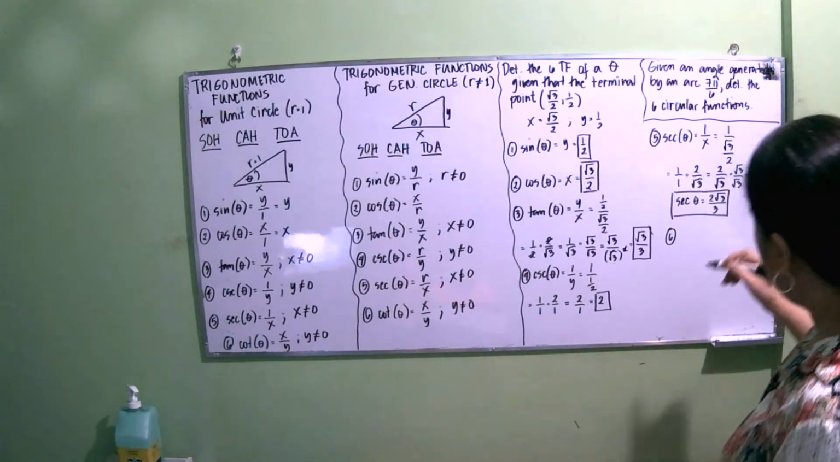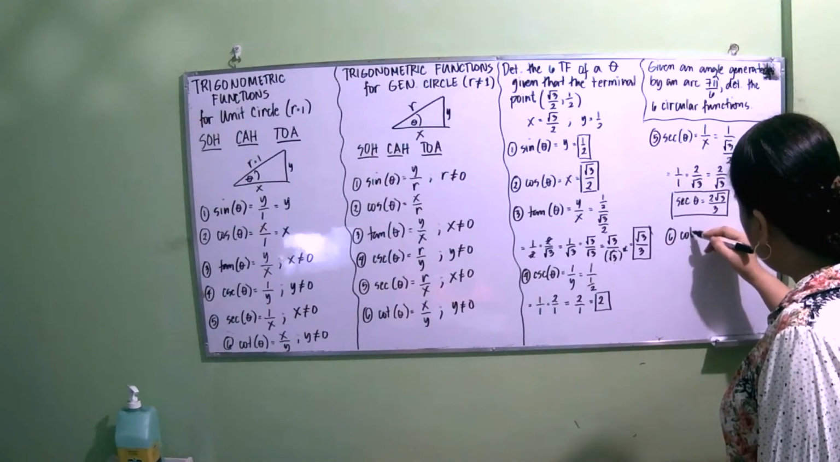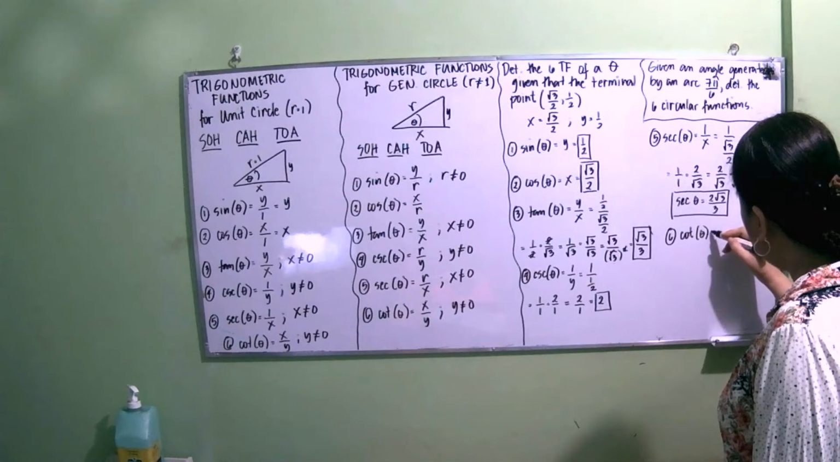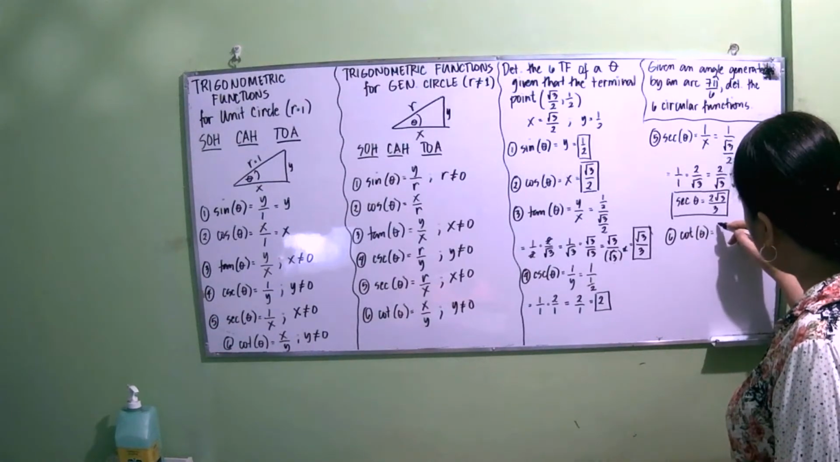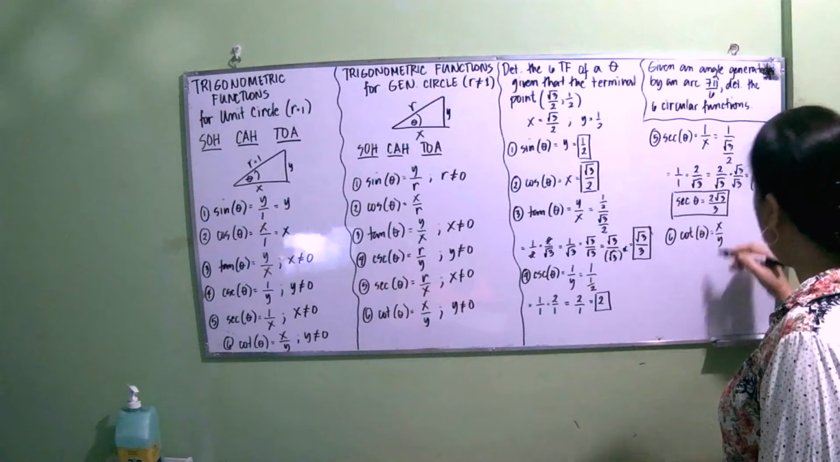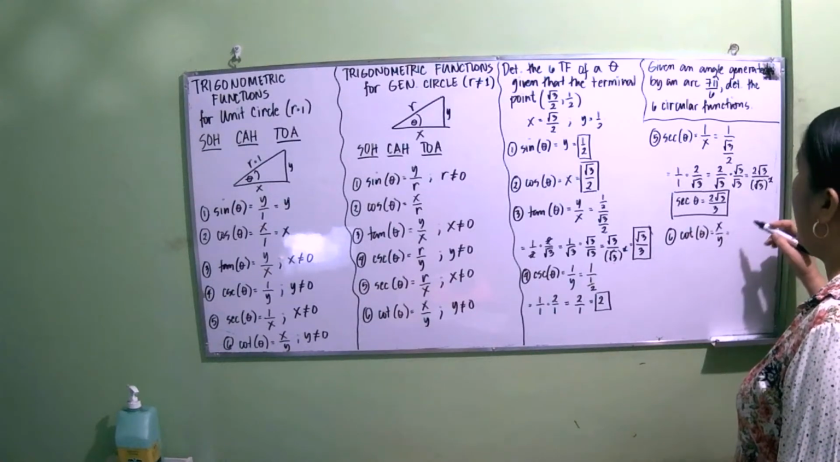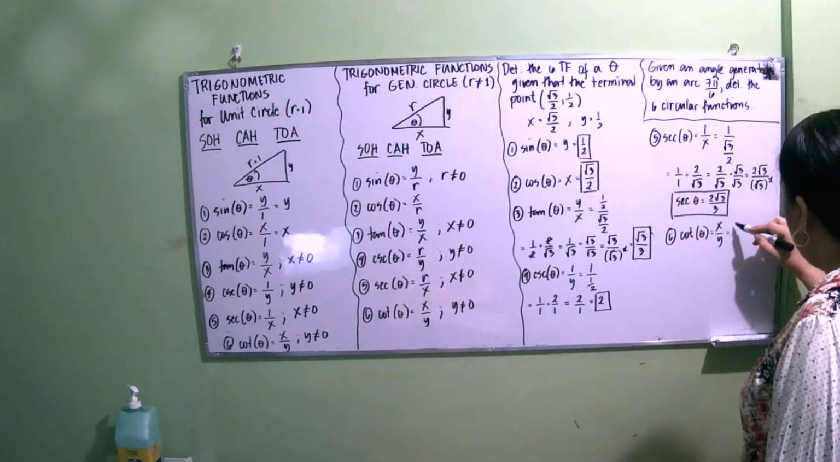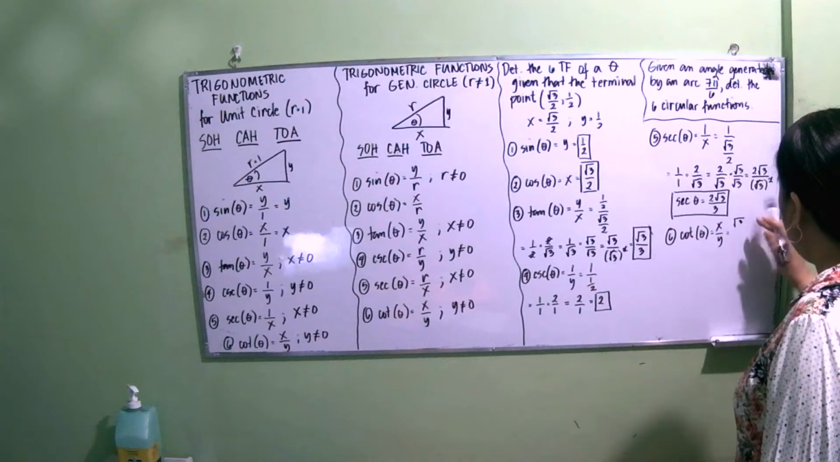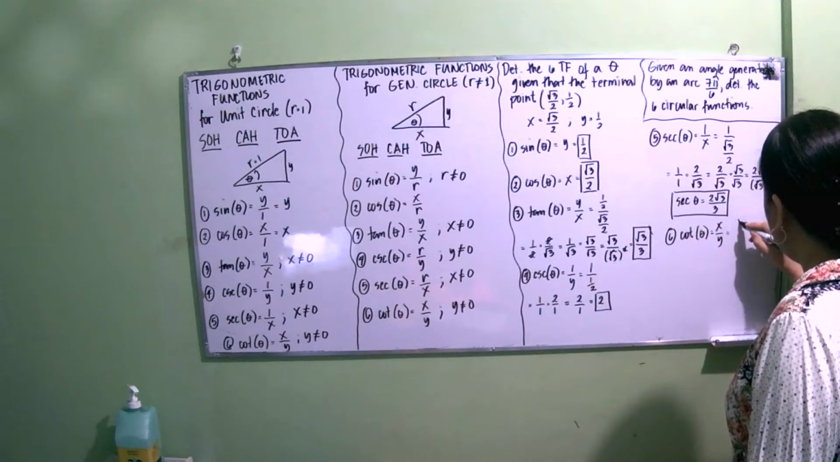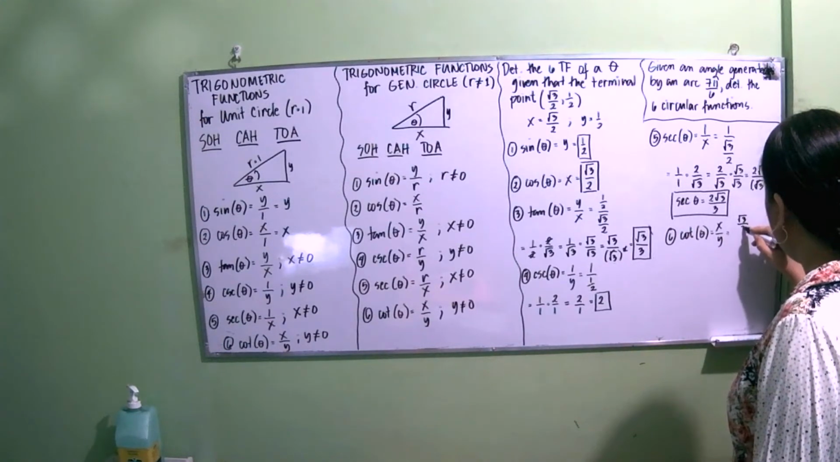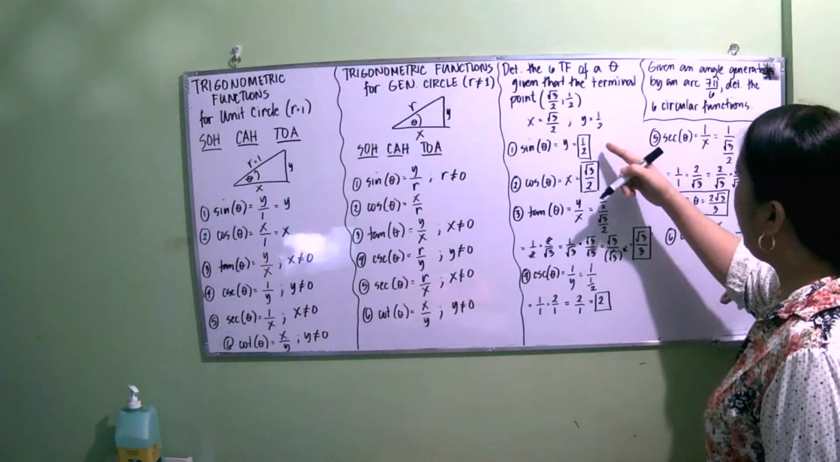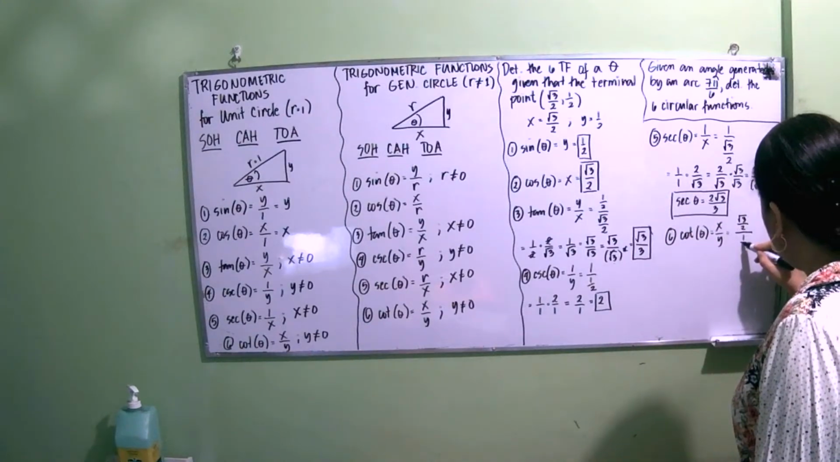Ano na, cotangent. Okay, so cotangent theta will be equal to x over y. Okay, lagyan natin ng value. Ang x natin ay square root of 3 over 2, all over ang y natin is 1 half.